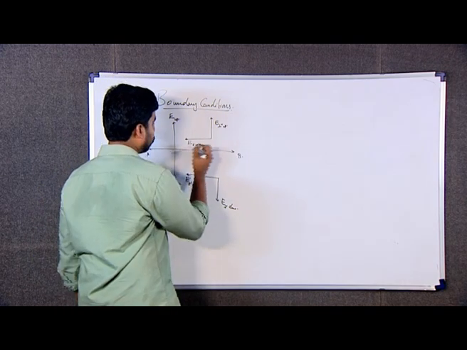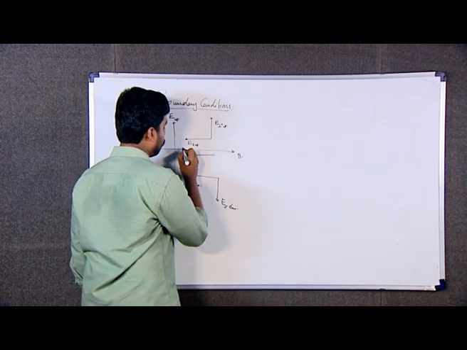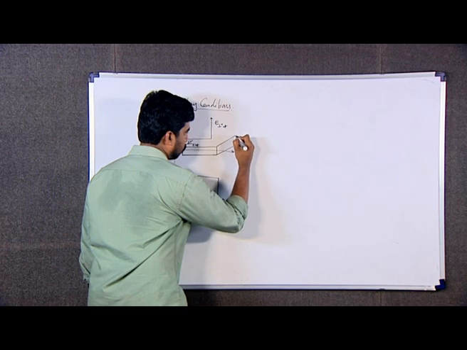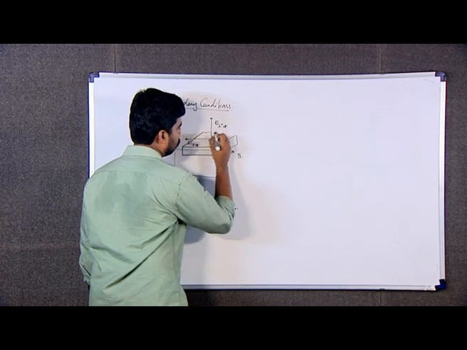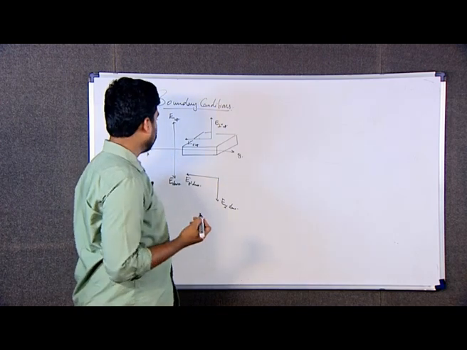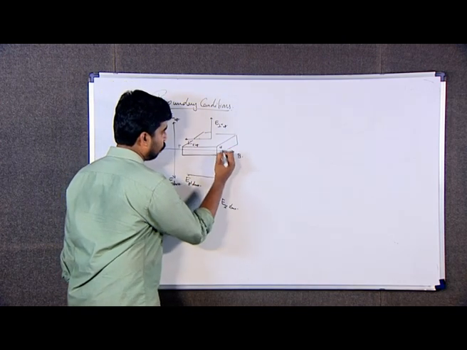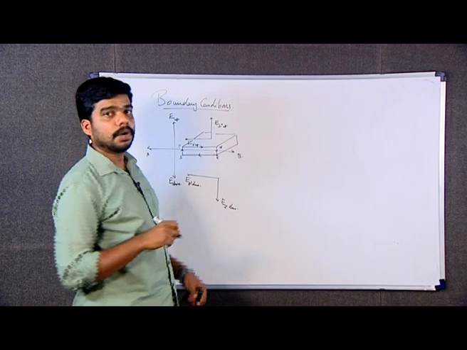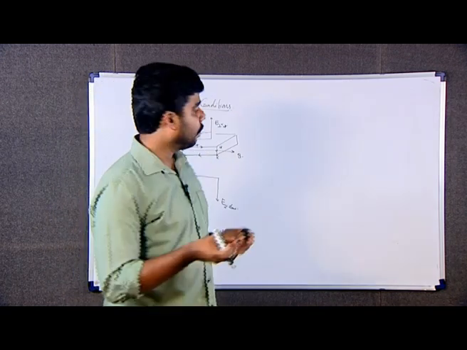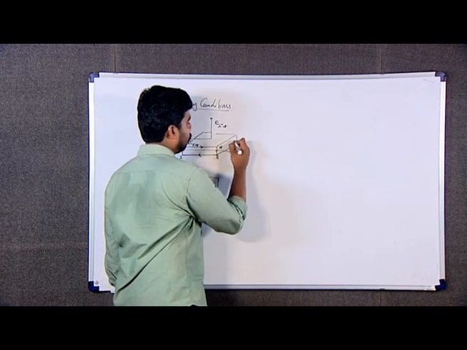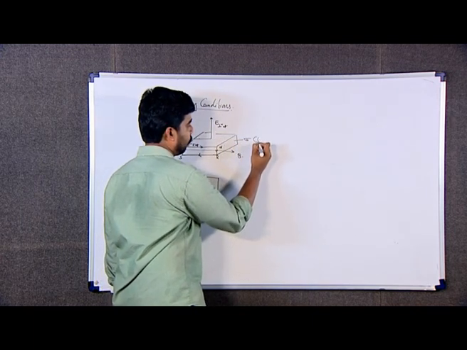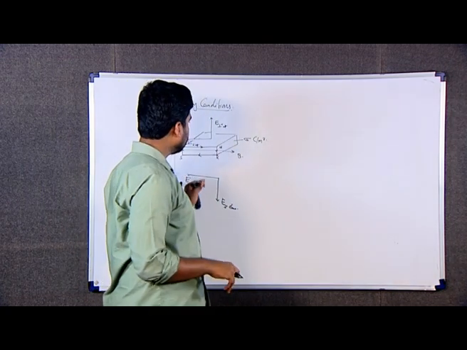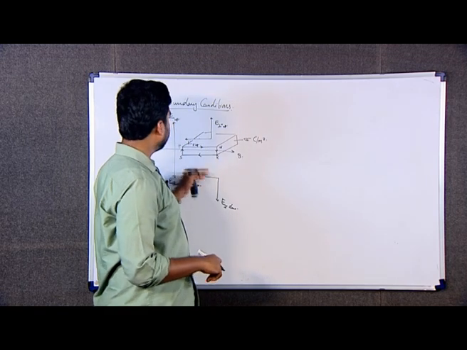For that, you should consider a Gaussian pillbox. With respect to this pillbox, we will talk about this boundary condition. I am naming it P, Q, R, S, and this pillbox has a surface charge density of sigma coulomb per meter square. So, what is the change in the electric field?